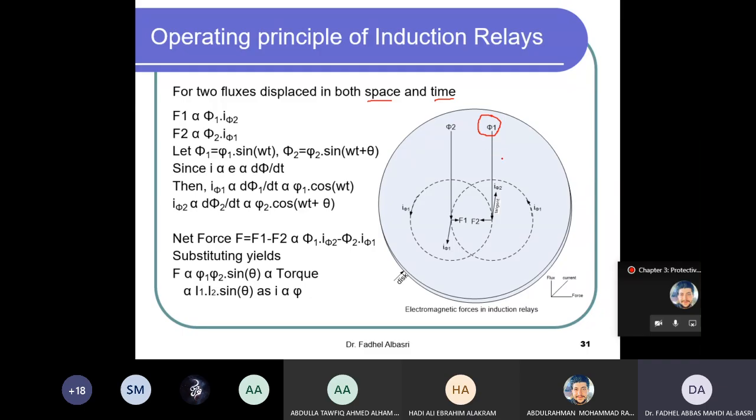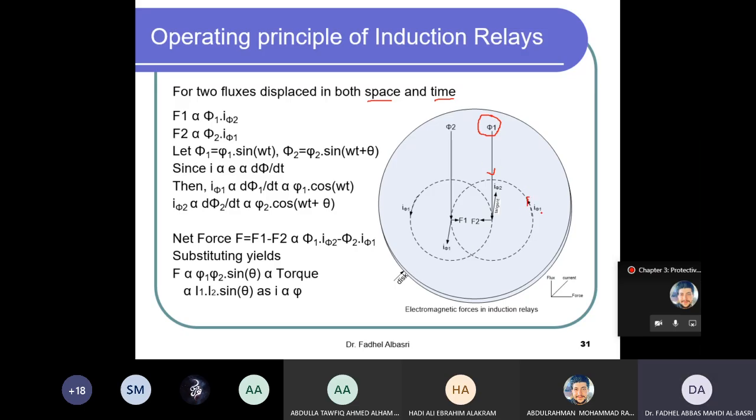And this is just machine principles from the machines course. So now, once phi 1 is generated, based on the motor principle, which is the left-hand rule, I have a flux, and a current. The flux is in this direction. Now, for a current to produce a flux that opposes this, it has to work in the other direction.